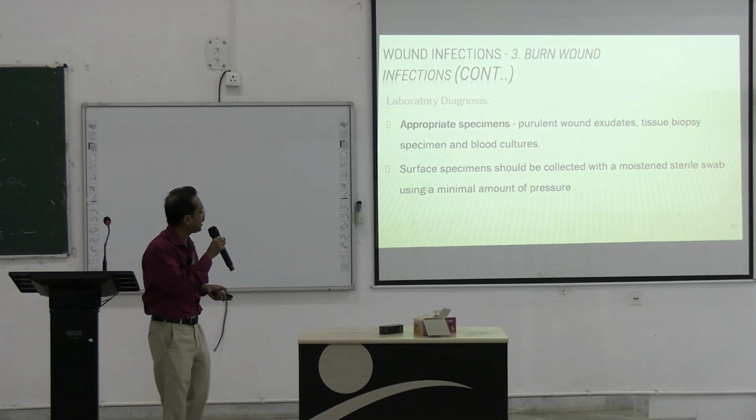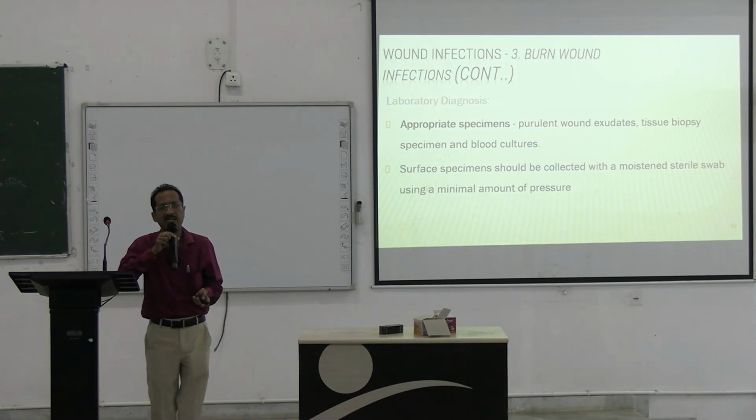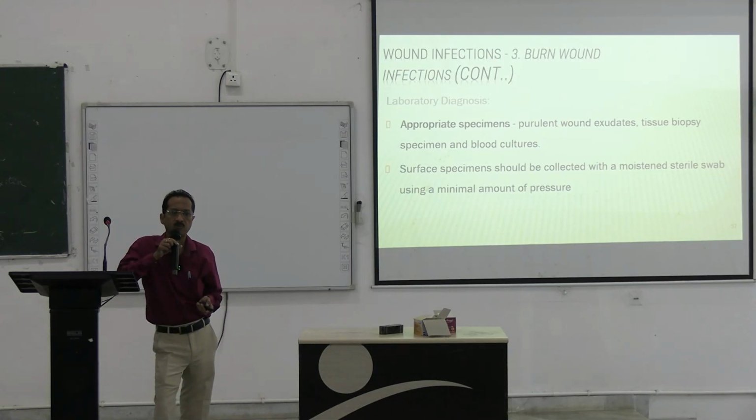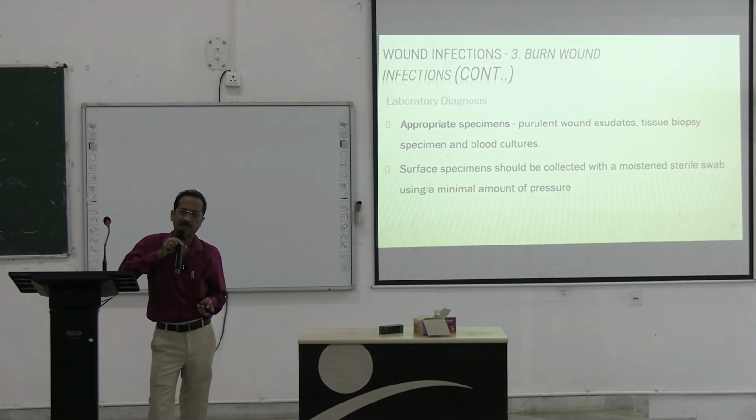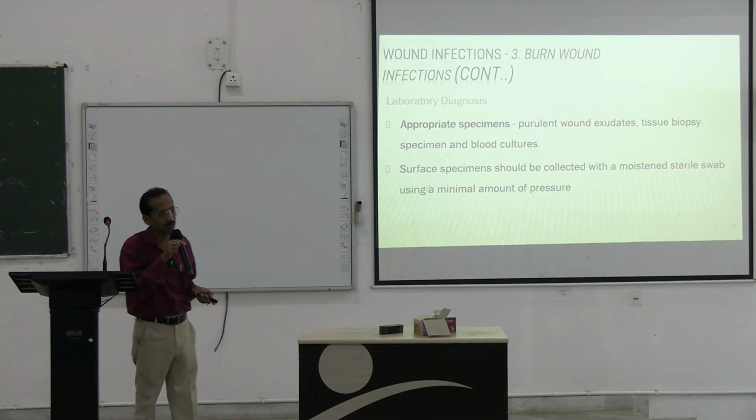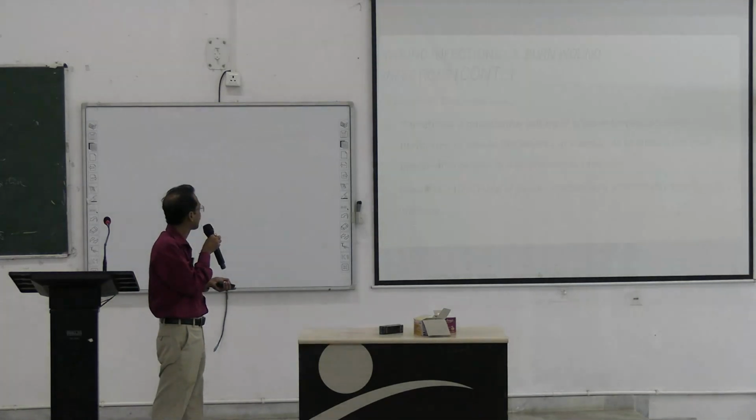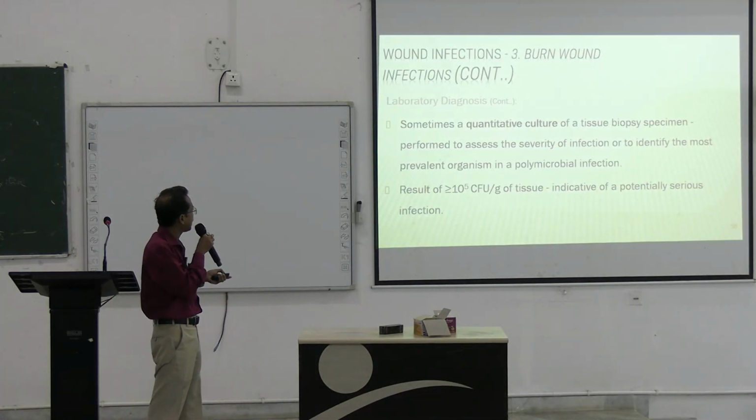Even if you send swab, send at least 2 swabs. One swab for the staining and one swab for the culture. If you are sending swab where pus is not available, at least 2 swabs to be sent. Sometimes a quantitative culture may be done on tissue biopsy. More than 10 to the power 5 CFU indicate a serious infection.